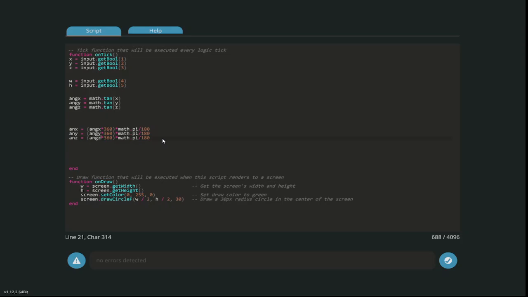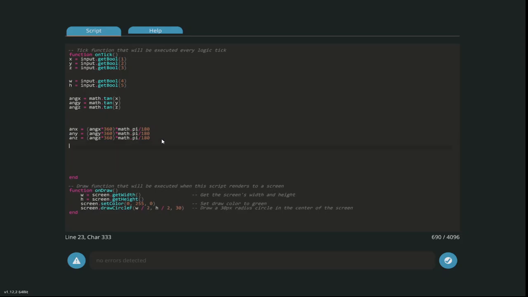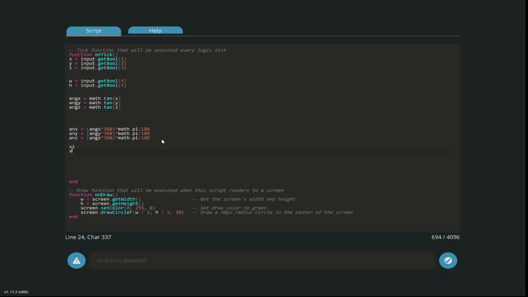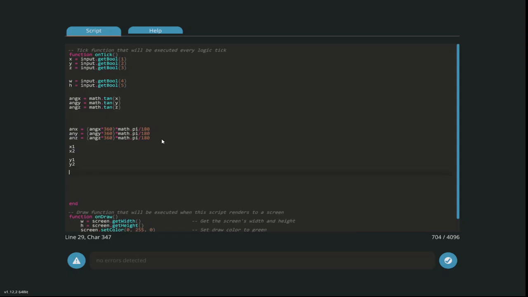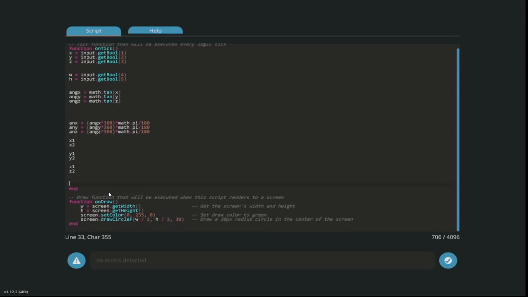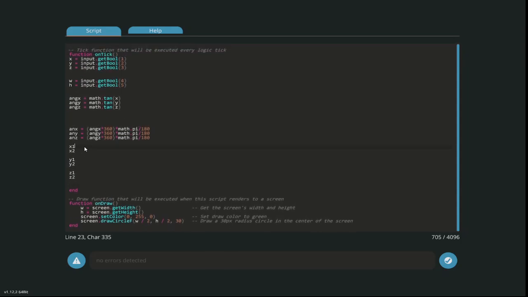All right, so now that we've done that, we need x1 and x2, we need y1 and y2, and we need z1 and z2. So we need 3 sets of coordinates. How do we do that? Well, x is going to be our width divided by 2, and then we're going to add the radius, which is, in this case, going to be 16, because the screen is 32 by 32 pixels.